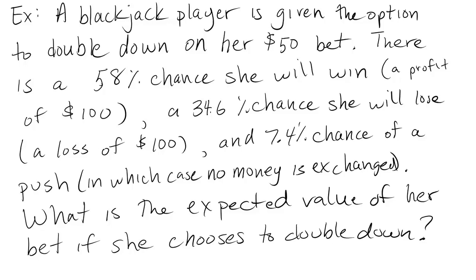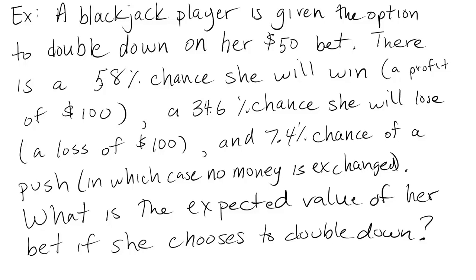There's a 58% chance she will win, and if she wins, she'll profit $100 because she's doubling down on her $50 bet. She's basically betting an extra $50. There's a 34.6% chance she will lose, and since she's doubling her bet, that's a loss of $100. And there's a 7.4% chance of a push. A push is when the dealer and the player have the same total, and so that's like a tie, and so they don't exchange any money. The player gets to take back her $100. What is the expected value of her bet if she chooses to double down?